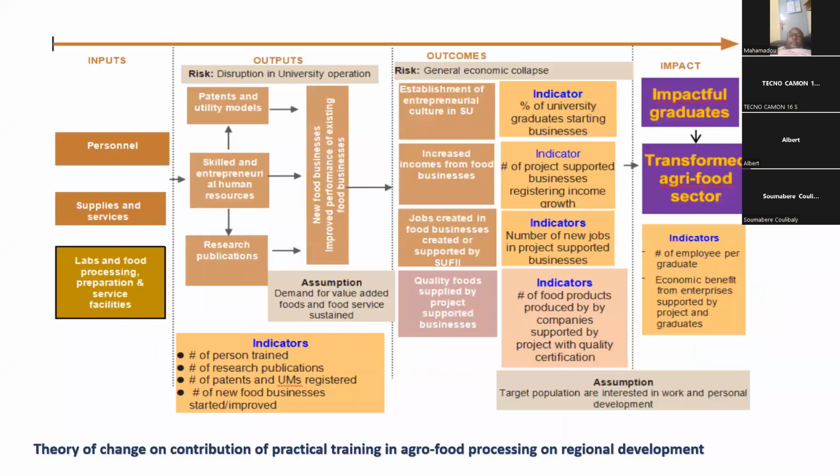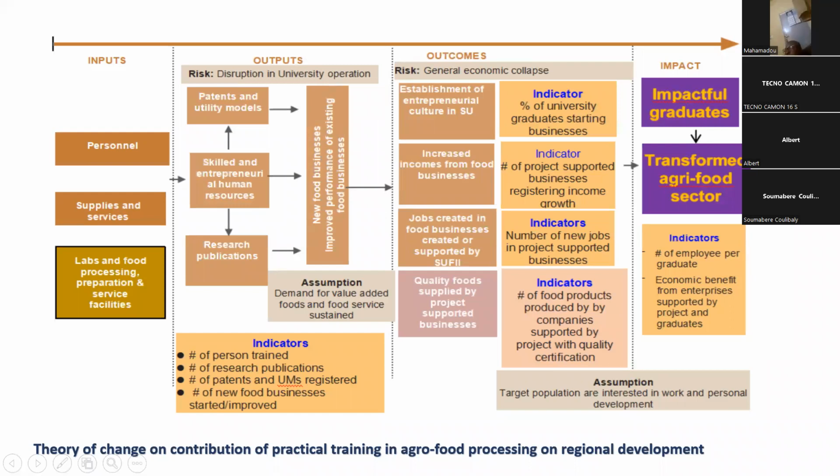This is an example of a theory of change. Again, you're thinking about inputs, outputs, outcome, and impact. You have indicators, assumptions. And if there are any factors that may affect your progress, you need to be able to address them.